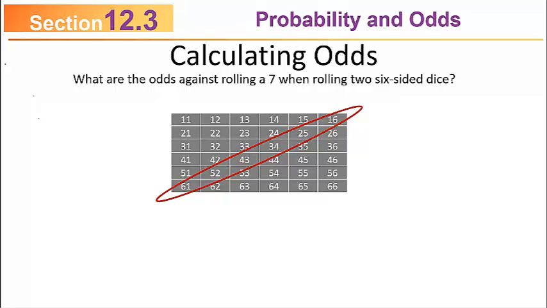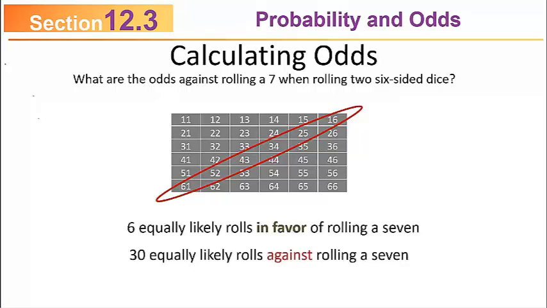Well, 6 and 1 is 7, 5 and 2 is 7, 4 and 3 is 7, 3 and 4 is 7, 2 and 5 is 7, and 1 and 6 is 7. So there are 6 of those. That means that the rest of them are not 7s. So when you're doing odds, it's what you want compared to what you don't want. So we want 7s or don't want 7s, and the other things are the non-7s.